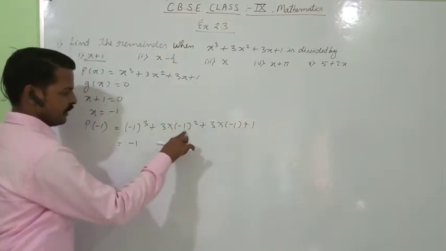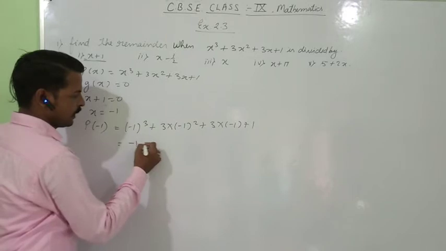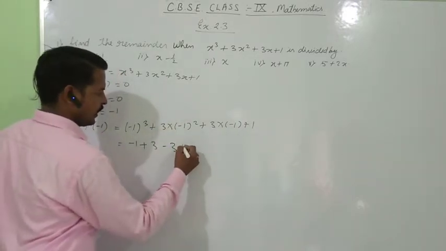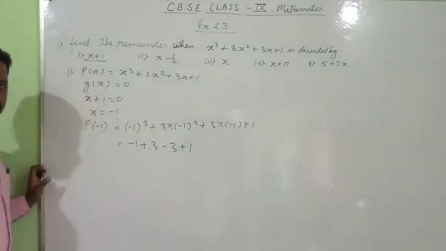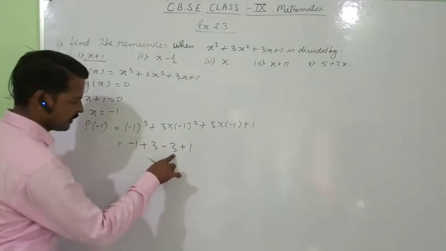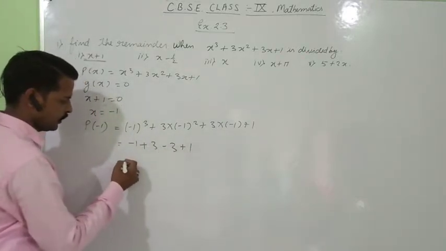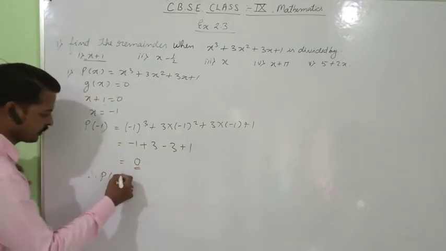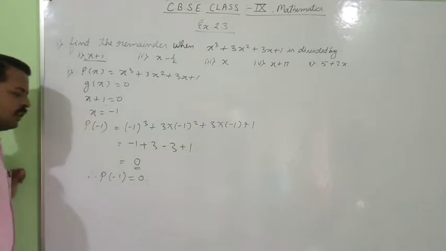3 into -1 square will be 1. So 3 into 1, that is 3. Now 3 into minus 3, that will be minus 3 and plus 1. Okay, so 3 minus 3 is 0, minus 1 plus 1 is 0. So you get the answer as 0. Therefore we'll say P of minus 1 equals 0.